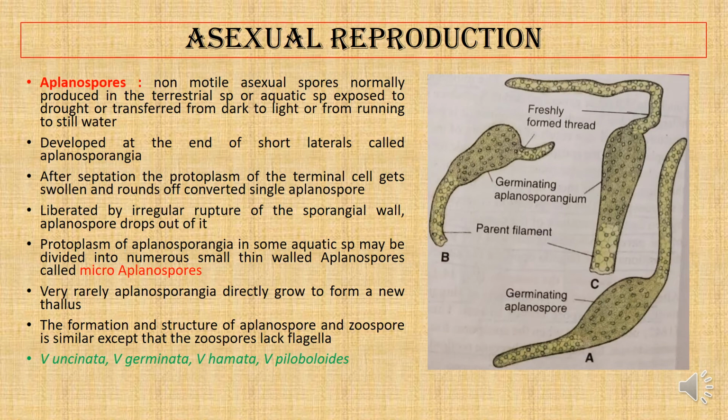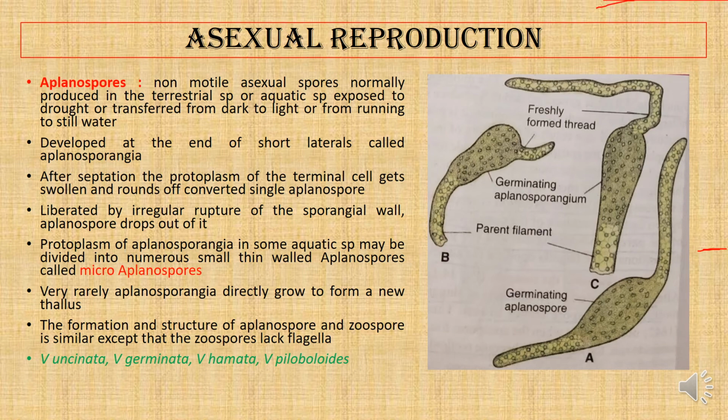And the earlier zoospore, I forgot to mention, zoospores are produced only under a special condition, for example when converted to a dark area or when there is a low amount of nutrient in the area. At that type of condition, zoospores are produced. But aplanospores are triggered mostly by dark condition and also a certain amount of drought. And also if the aquatic species are converted from running water to still water.